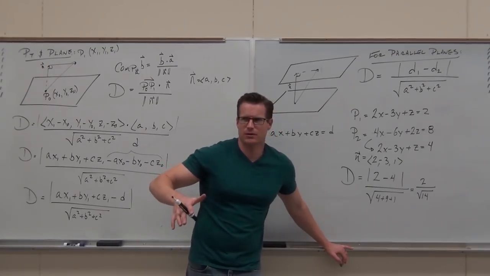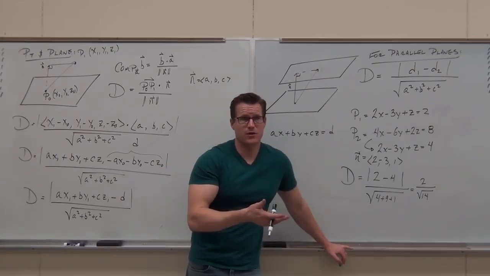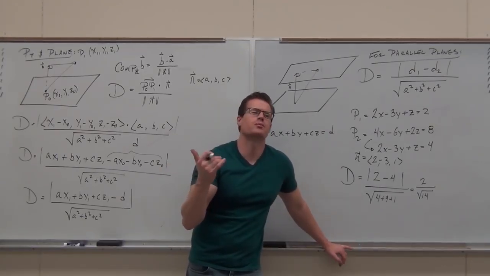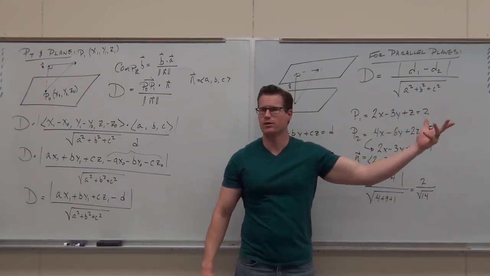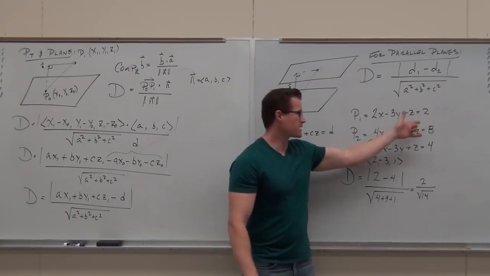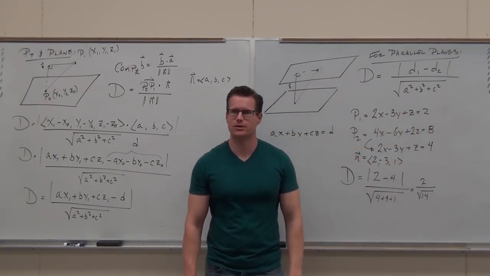Are you guys okay with that one? I want to make sure you see where the numbers are coming from. If you have to find the distance between planes and you know they're parallel, take these two D's, subtract them, whatever order, it doesn't matter. The absolute value says it doesn't matter. Subtract them, divide by the magnitude of the common normal vector, and you're good to go. Head nod if you're okay with that one.